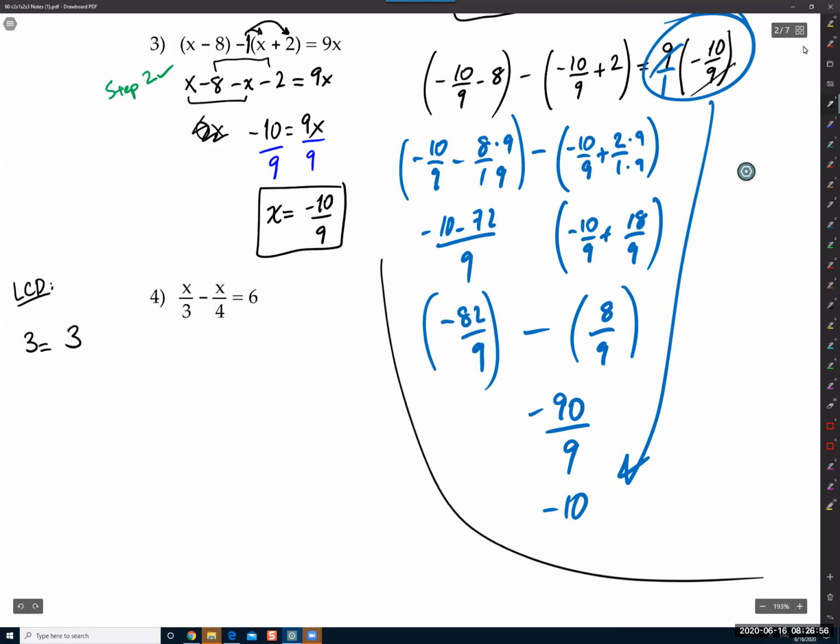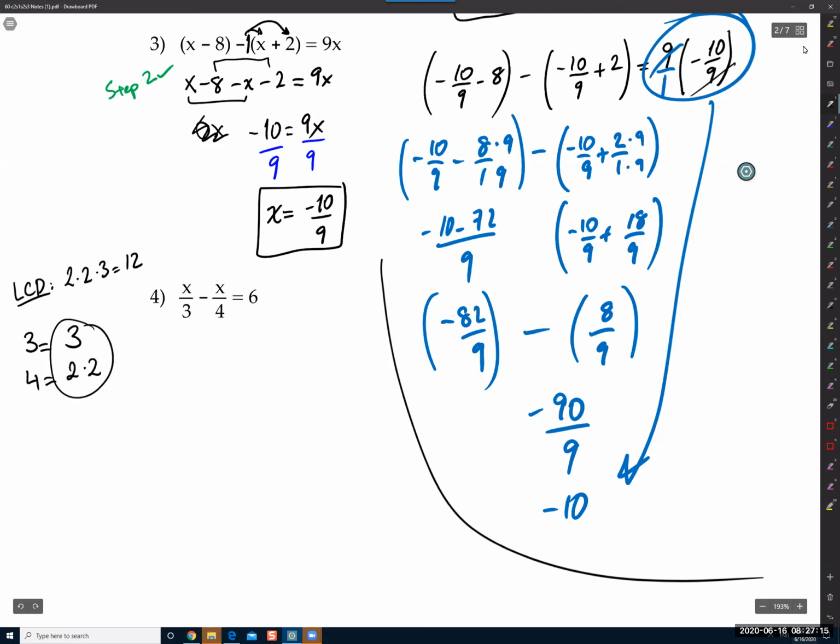The prime factorization of 3 is just 3. The prime factorization of 4 is just 2 times 2. So do you see anything common between those two? No, just take them all. That's it. 2 times 2 times 3, which is 12.